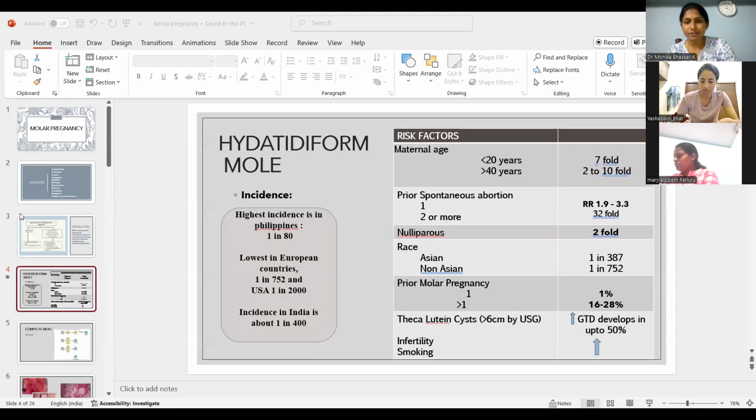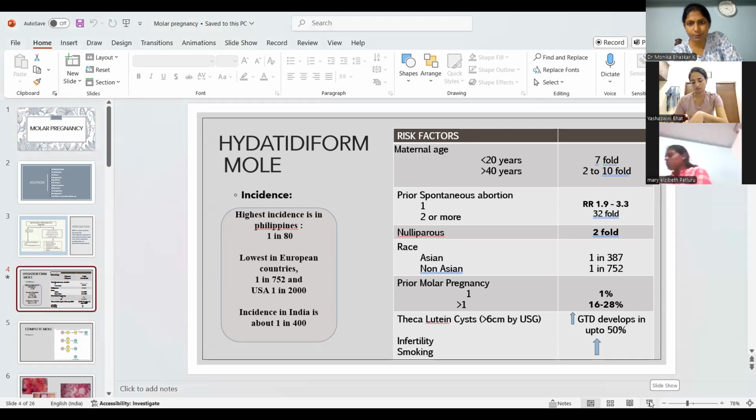The incidence of hydatidiform mole is highest in Oriental countries like Philippines, China, and Japan. The highest incidence is seen in Philippines, that is 1 in 80 pregnancies, and it is lowest in European countries, around 1 in 752, and in USA it is very less, 1 in 2000. But in India, we have an incidence of about 1 in 400. So this is the main incidence of the hydatidiform mole.